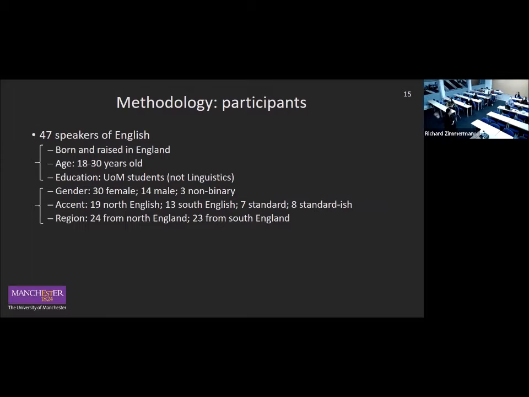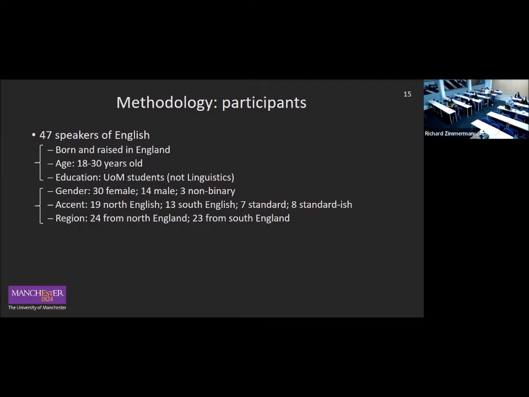Accent, I had 19 people with a North English accent, 30 with a South English, and then 7 standard and 8 standardish, and I'll explain these two. So in this study, the way that I'm using the word standard, I'm including things that people have said in a pilot study, and also sociolinguists have discussed, things like poshness, accent absence, wealth, middle classness, correctness. And people that reported on these things were coded as standard speaking, and then standardish.